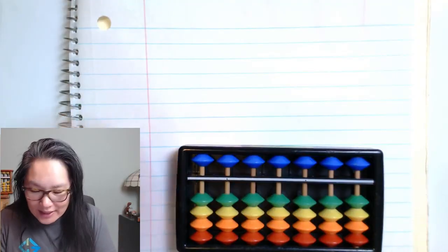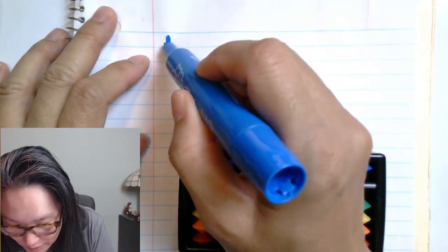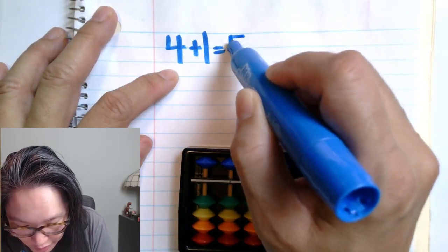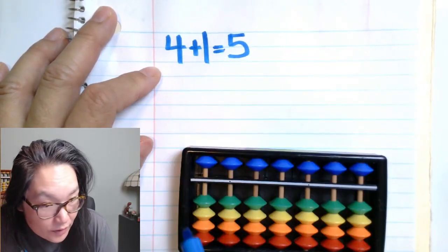Okay, so the first thing we're going to do is understand the concept. This is a concept that we're teaching the children. 4 plus 1 is equal to 5.